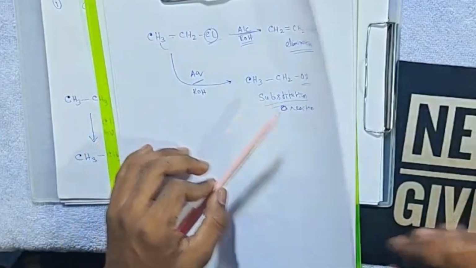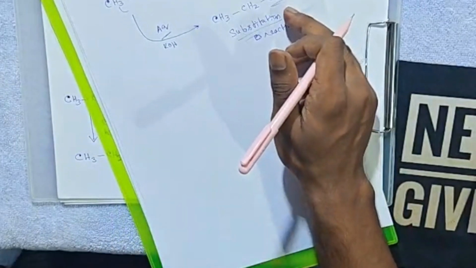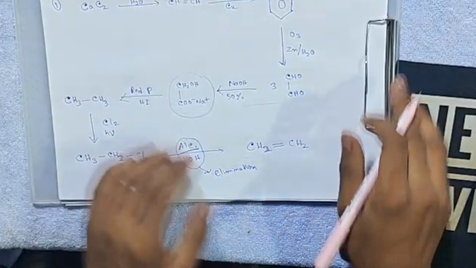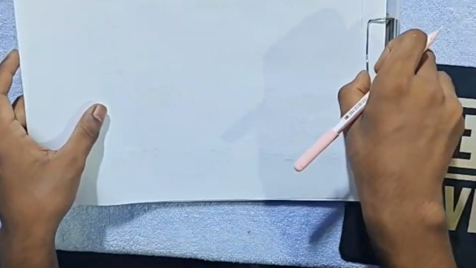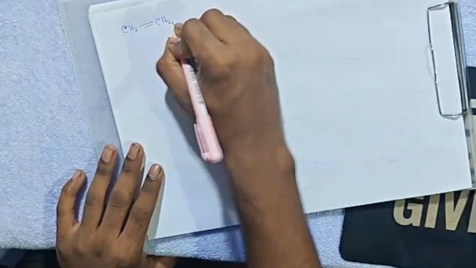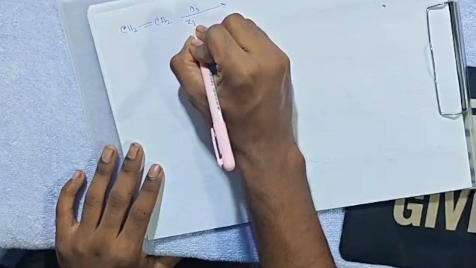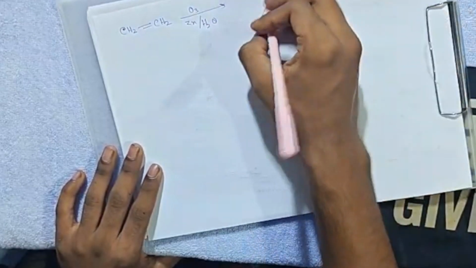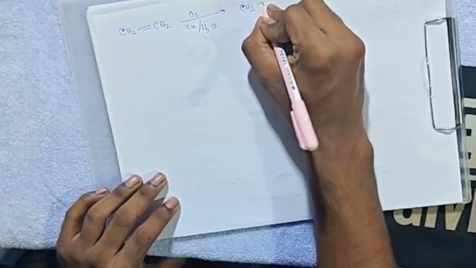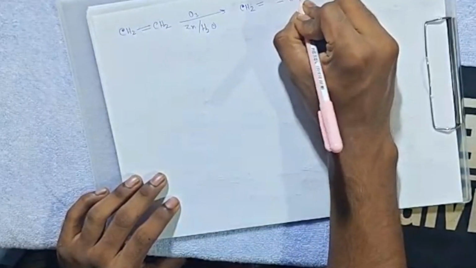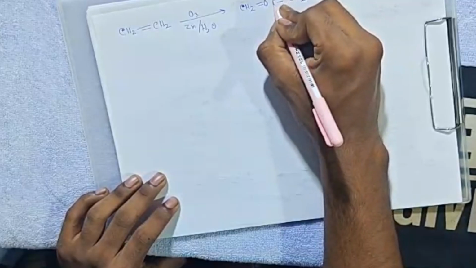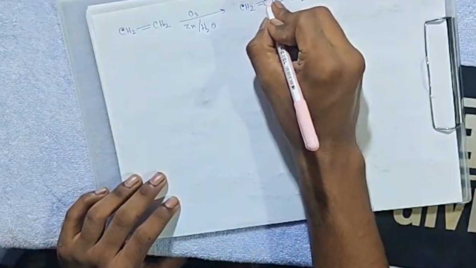Right? So what is formed? CH2 double bond CH2. Let's check the next page. What was there? CH2 double bond CH2. And in this, if we give O3, Zn/H2O, we all know this is a reductive ozonolysis. What happens in this is a simple thing: the double bond is broken, and each CH2 gets a double bond to O.